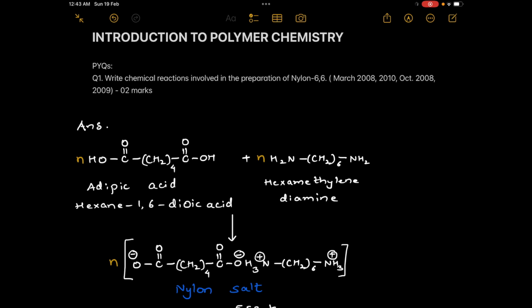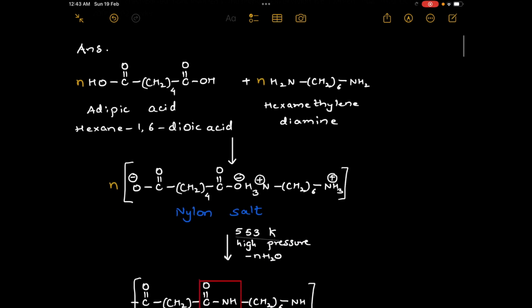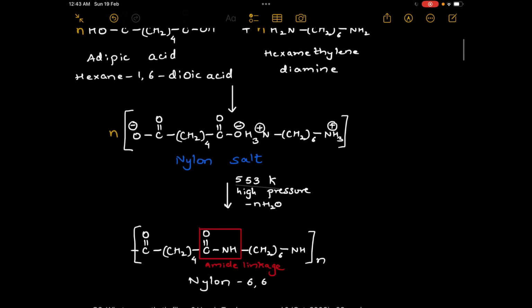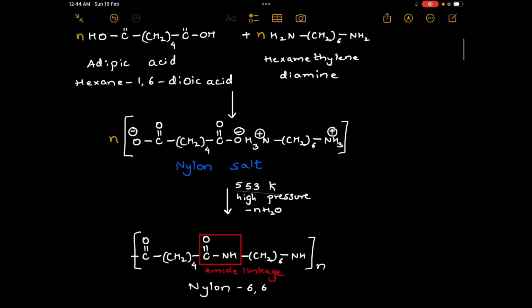Now, what do you have to pay attention to? The question says write. When we are asking you to write the chemical reaction, you have to simply write down the reaction. Observe the reaction. Adipic acid is combining with hexamethylene diamine. It's forming an intermediate, that is nylon salt, and finally we are getting nylon 6,6, which is having an amide linkage.